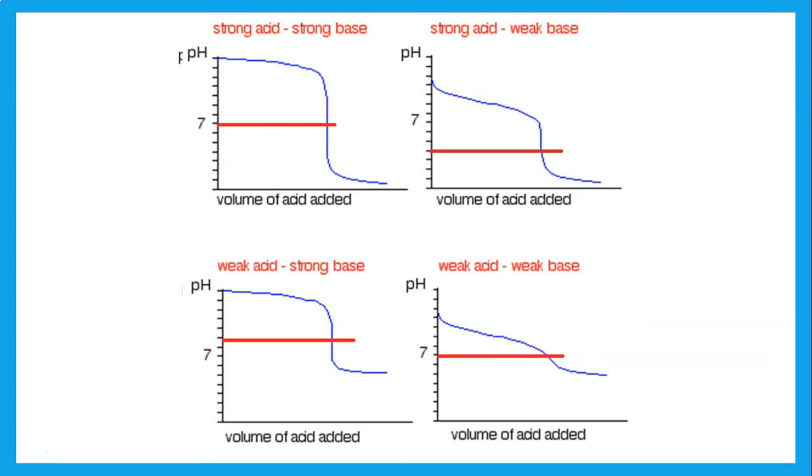And remember, strong acid with strong base, equivalence is at pH 7. A strong acid with a weak base will have a pH lower than 7. A weak acid with a strong base would have the equivalence point at a higher pH than 7.